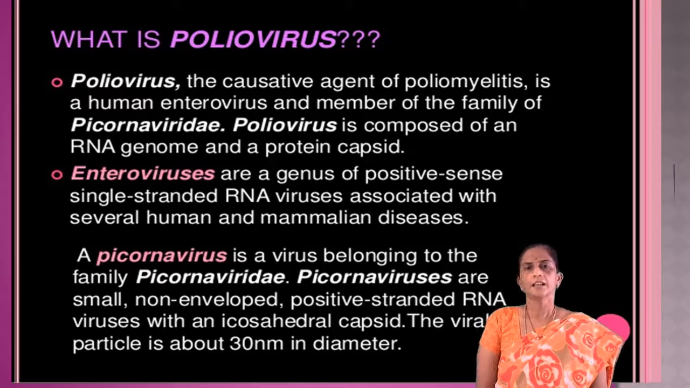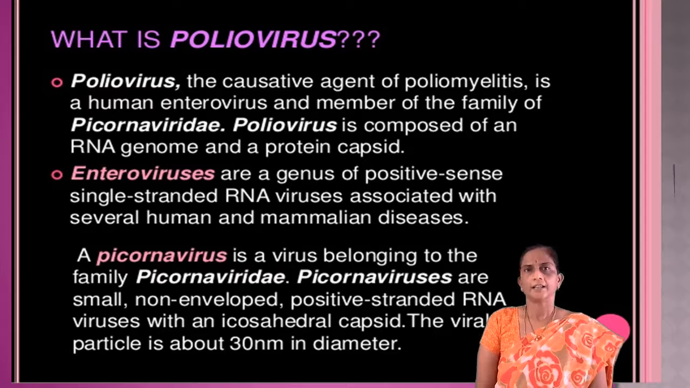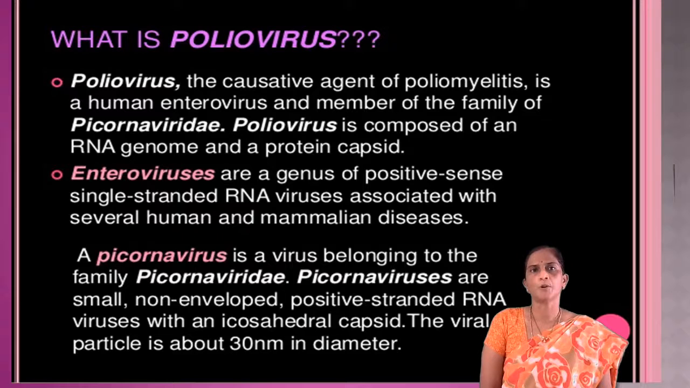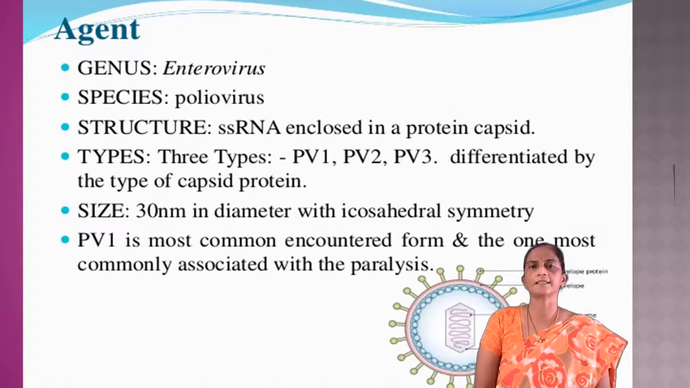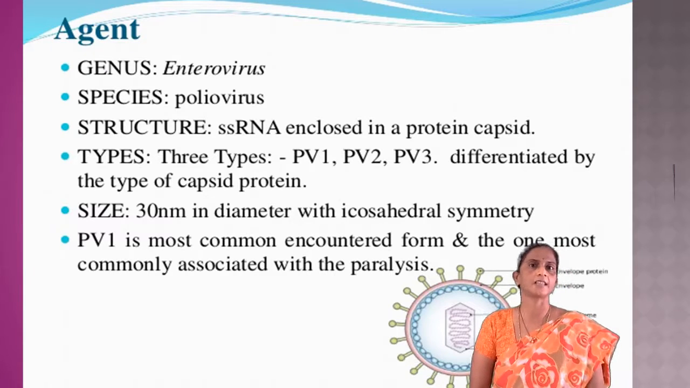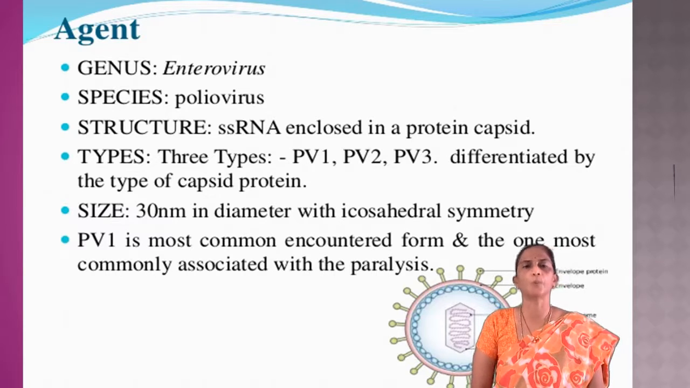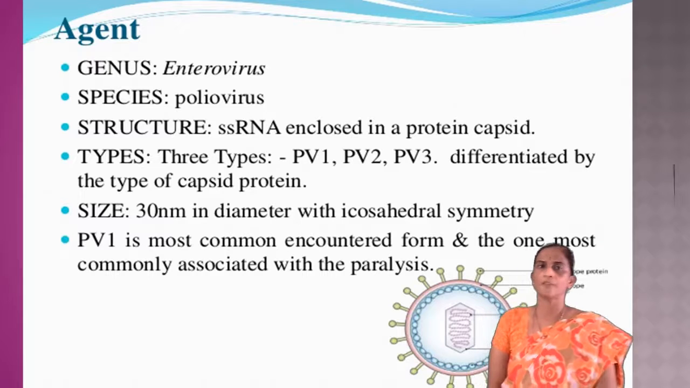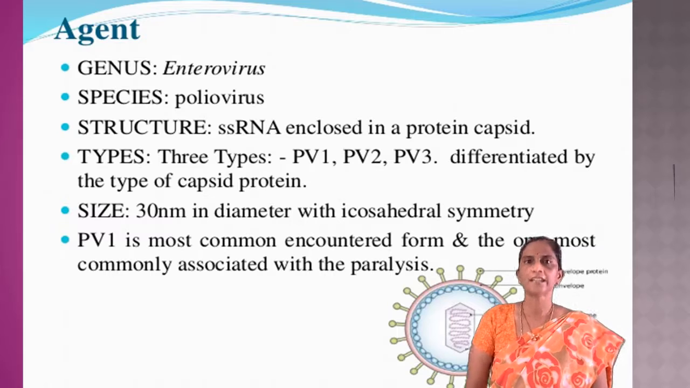Next, the virus is 30 nanometers in diameter. It is a single stranded RNA virus. Then we are studying the genus enterovirus, species poliovirus, structure. Remember, it is a single stranded RNA virus. The capsid consists of single stranded RNA. The question may be like this: what is the genome of poliovirus? Single stranded RNA. There are three types of poliovirus: poliovirus 1, poliovirus 2, poliovirus 3. But the outbreaks are mostly due to poliovirus 1.